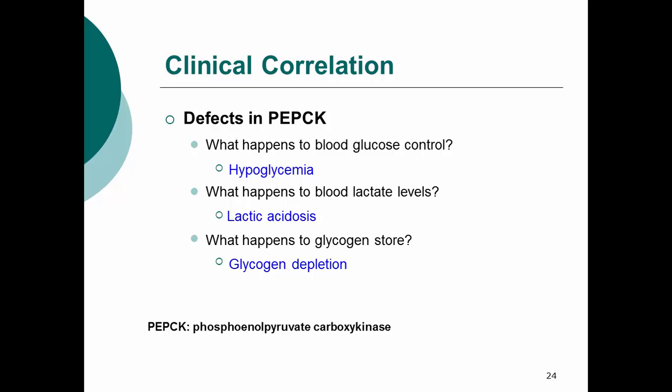Remember, during the fasting, we have two pathways that can contribute to blood glucose, right? Glycogen breakdown is the first pathway that can be activated to provide glucose into the circulation. And the second pathway is to make glucose, right?